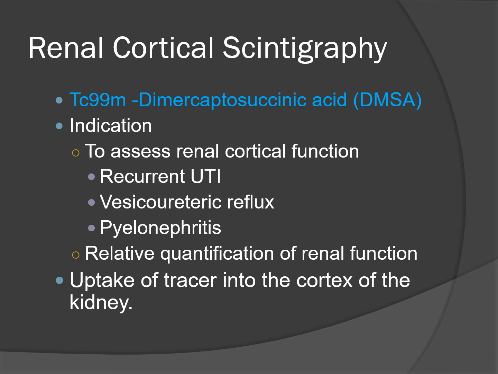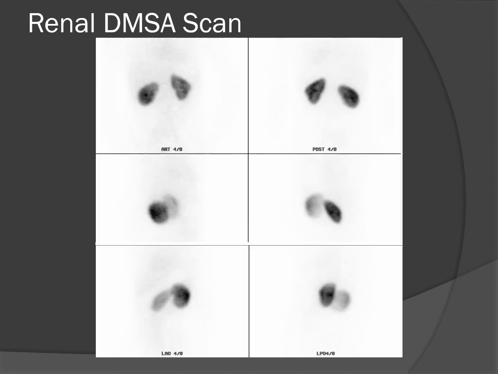So to assess the cortical function, if you go back to the physiology, the kidney can be divided into cortical part and medullary part. The cortical part is a functional unit of the kidney, and the uptake of the tracer will go only into the cortex of the kidney. So the radiopharmaceutical that we use is technetium 99m dimercaptosuccinic acid, which is the DMSA. So this is a renal cortical scintigraphy, or sometimes they call it a renal DMSA scan.